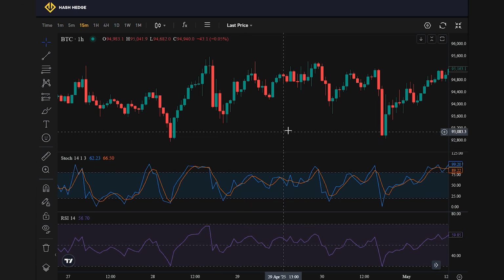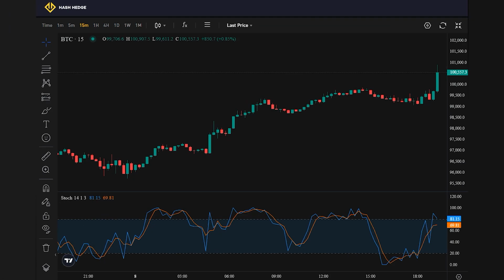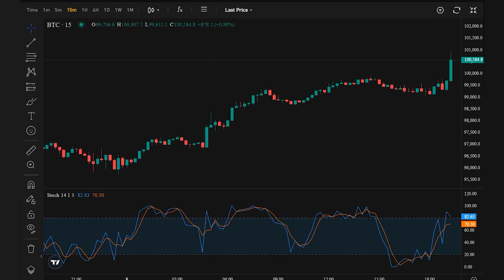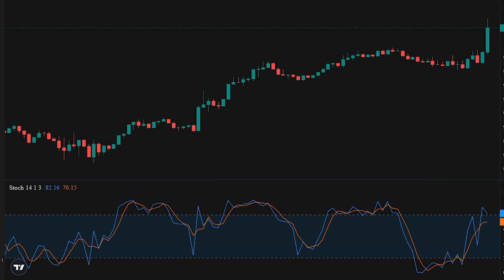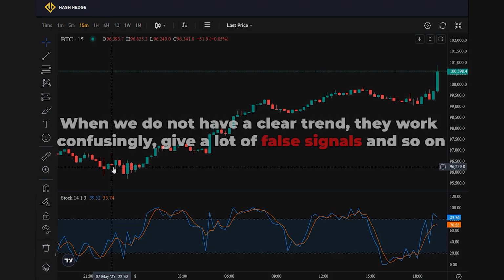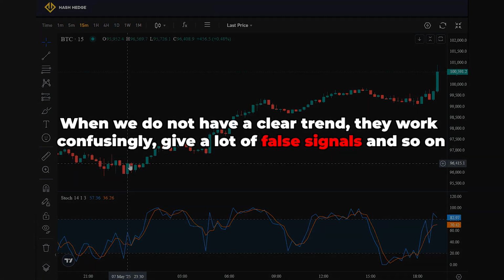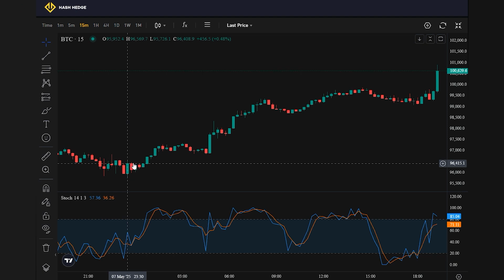Let's move on to the problematic points. As I said, it's not a conventional indicator. The usual indicators of technical analysis show themselves well on trends. When there is a clear and understandable trend, they give good confirmed signals. But when we have a range market, when we do not have a clear trend, they work confusingly, give a lot of false signals, and so on. Here the situation is reversed. Oscillators work well, exactly and flat.